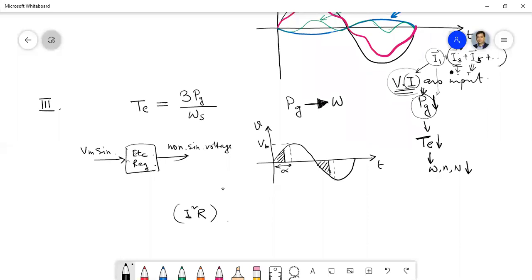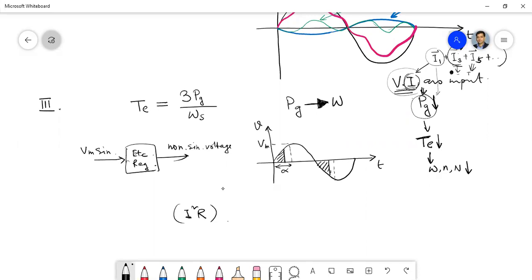Will it remain the same, or will it increase because of the harmonic component? Yes, say. It will increase due to the harmonic currents. Why? Earlier it was only I1, now I3 also. Earlier, this I is basically the I RMS.